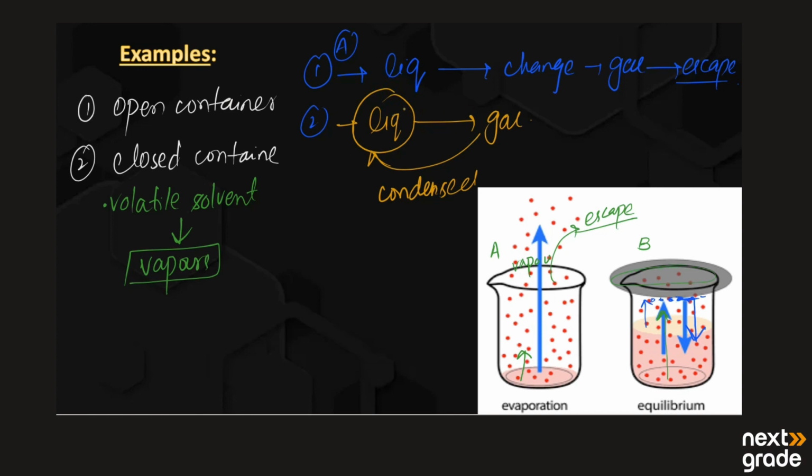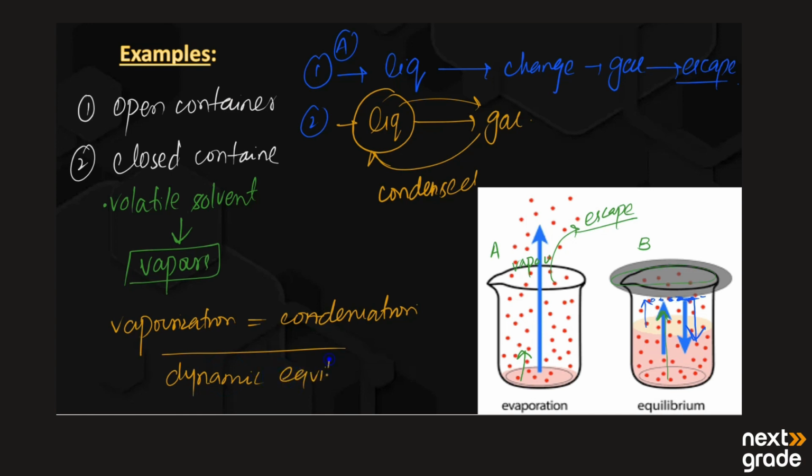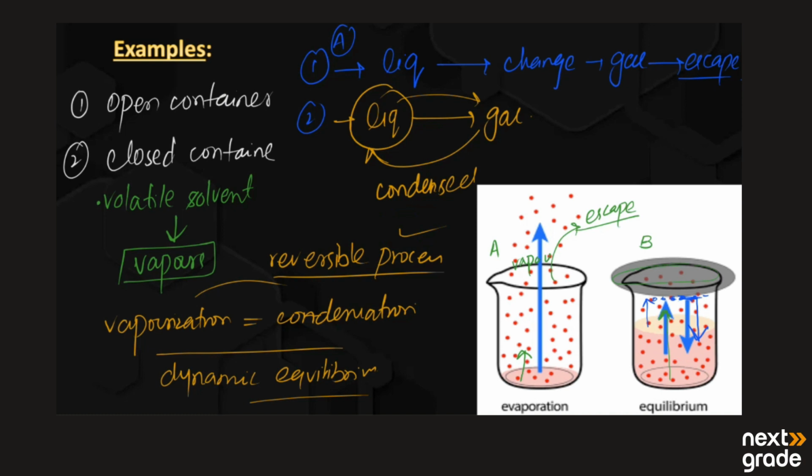So the rate of these two processes becomes equal: the rate of vaporization becomes equal to the rate of condensation. This state is known as chemical equilibrium, or dynamic equilibrium state, and this is a reversible process. So we have discussed a simple example related to dynamic equilibrium and reversible reaction.